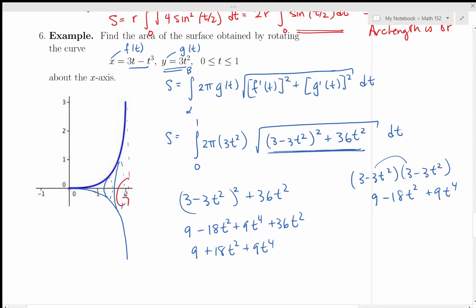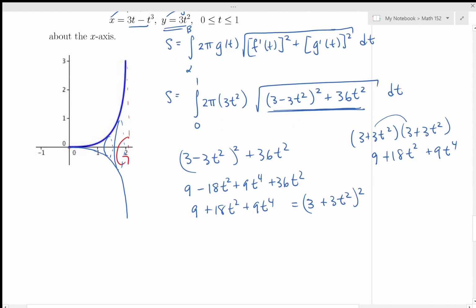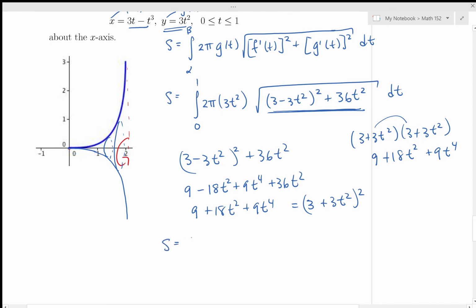And is that equal to 3 plus 3t squared, squared? I believe it is. Let me make sure. I would actually just be changing these to plus signs, which would change that to a plus sign. And that's what I've got. Okay, that makes me super happy because then I take the square root of that. So I should then have been able to simplify this to the integral from 0 to 1 of 2 pi times 3t squared times the square root of this thing squared. That is nice because this is just 3 plus 3t squared. Okay, now all my problems are solved, right?